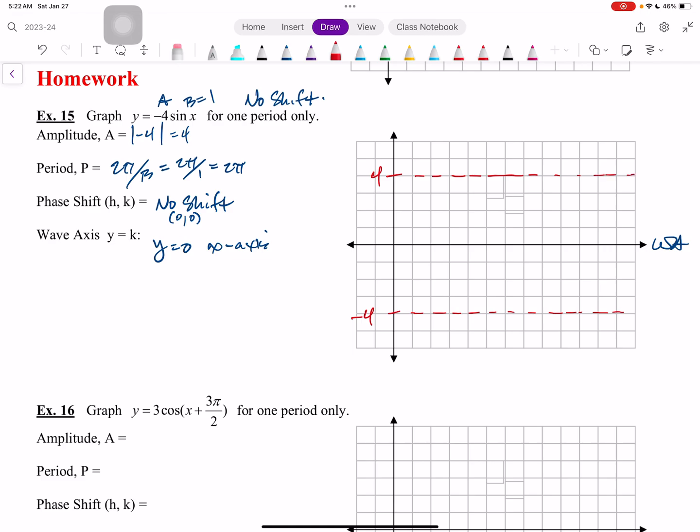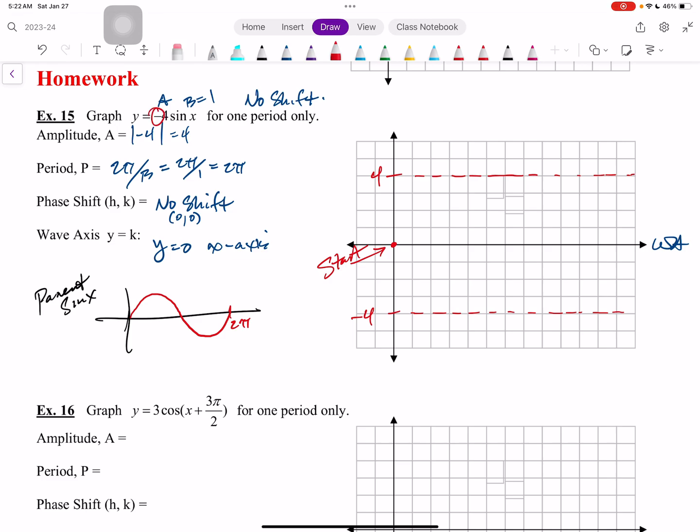The untranslated sine function starts at the origin here. So that's your start point. Sine always does that if it's not translated. That's why it's typically easier to graph. And usually, if you remember your basic parent function, the parent sine of x, you know that it has an up-down cycle. So it goes up first, and then down, then back to the wave axis. This is the parent.